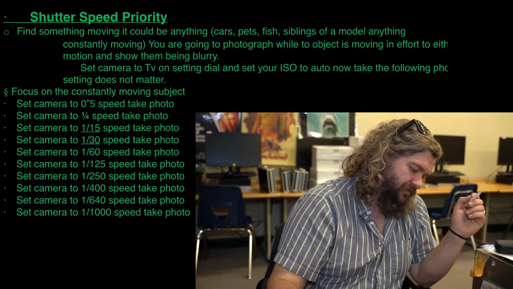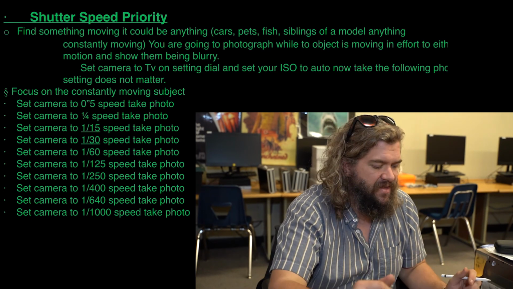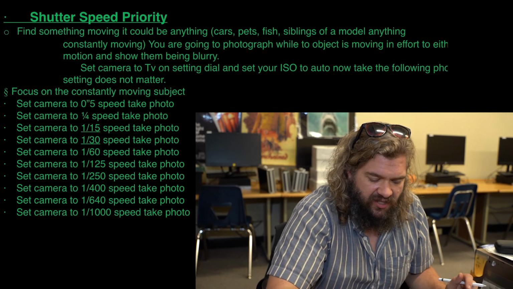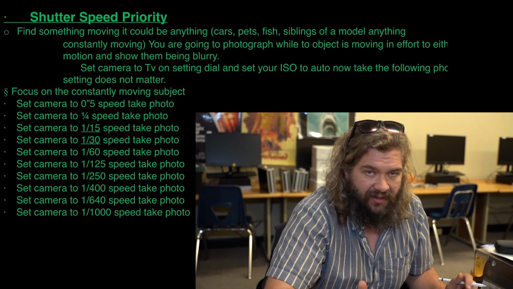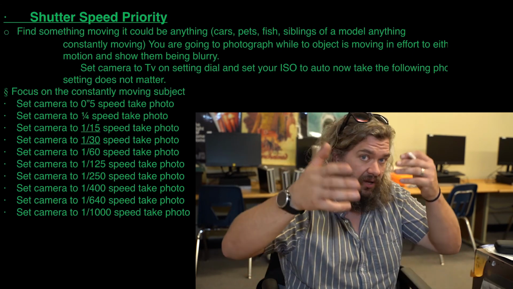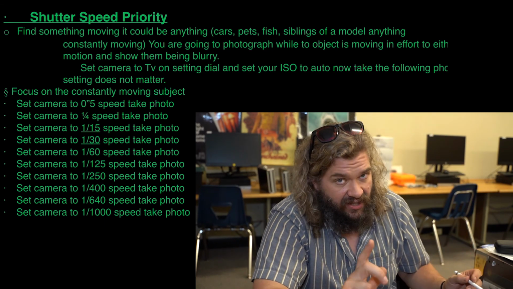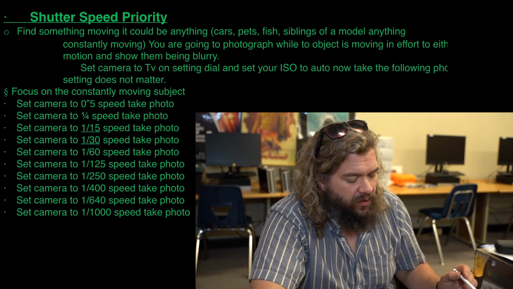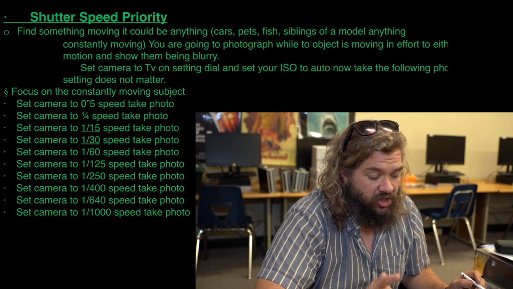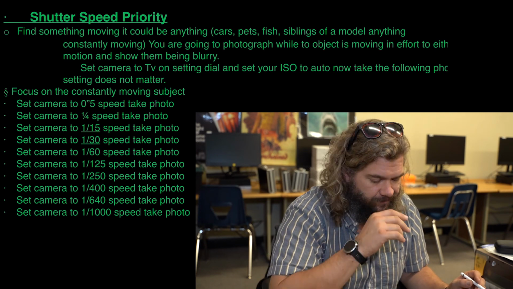Next photos. All right, now shutter speed priority. Okay? Find something moving. It could be anything, cars, pets, fish, siblings, a model, anything that is constantly moving. Don't have them just run around, move around, okay? Watch cars drive by. It's gotta constantly be moving. You are going to photograph while the object is moving in effort to either show motion or stop motion, okay?